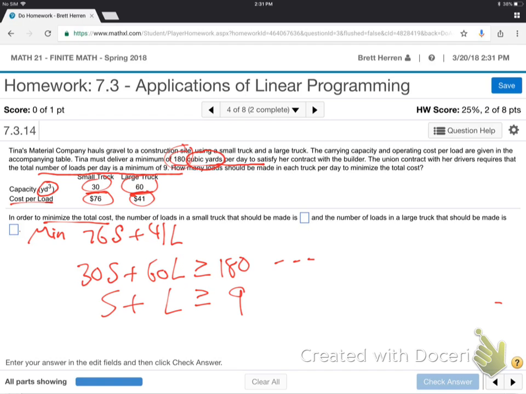So, yeah, I just grabbed the 180 and it said cubic yards, so I used the cubic yard stuff. And then the other part, the 9, I'd already used everything. See how I knew it was just S plus L is 9? Because I'd already used everything else. It wasn't cubic yards or anything.